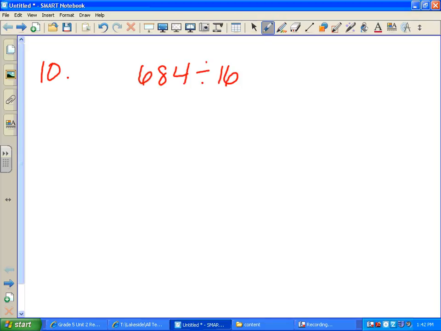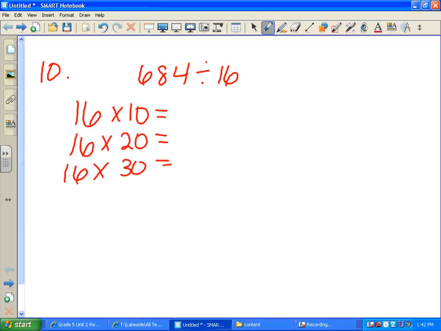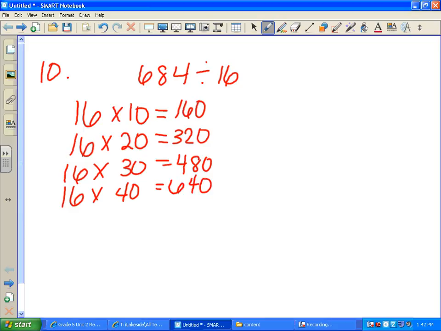All right. First, I needed to find my landmark numbers. So where do I start? 16 times 10, 16 times 20, 16 times 30. And I might need to keep going. So let's see where I would stop. 16 times 10 is 160. 16 times 20 is 320. 16 times 30 is 480. 16 times 40 is 640. Very good. If I am at 640 and I need to get to 684, am I close? Yeah. I'm going to stop there.